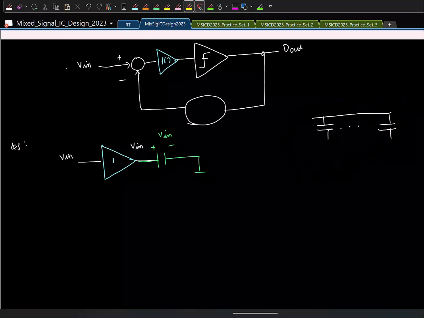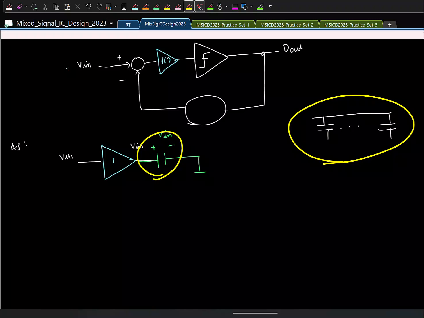But here, as you can see, we cannot do that because the input first has to be buffered, and the reference also has to be buffered, right? So I can't directly sample the input on this capacitor. I have to use a buffer, which I have done. Similarly, the reference voltage I am generating also has to be buffered. So the only way I can do this is to have a separate capacitor for sampling the input and a separate capacitor for generating the reference.